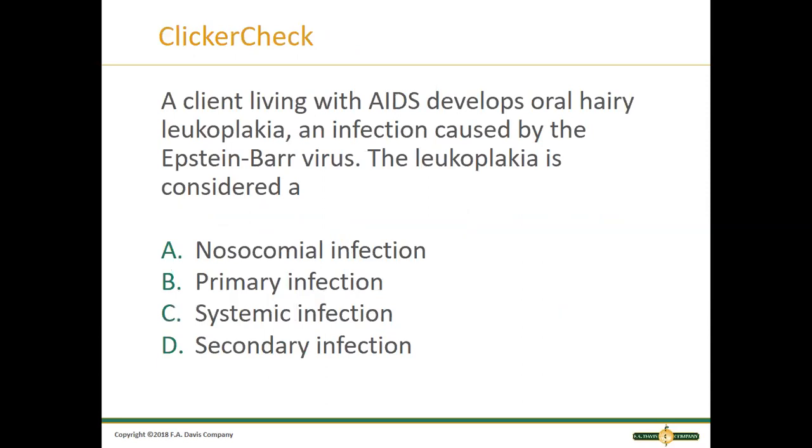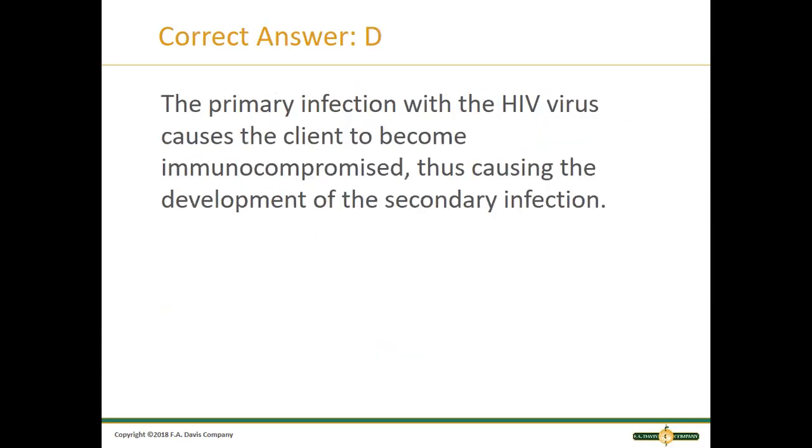Question. A client living with AIDS develops oral hairy leukoplakia. That is an infection caused by the Epstein-Barr virus. The leukoplakia is considered: A, a nosocomial infection, B, primary infection, C, systemic infection, or D, secondary infection. So what is leukoplakia considered? The correct answer is D.